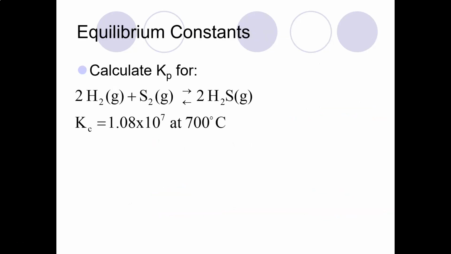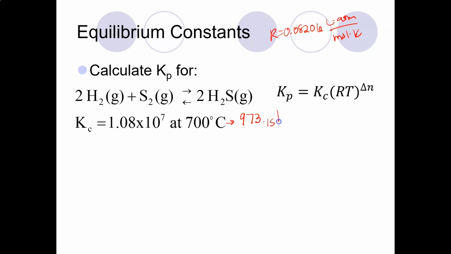So here's my reaction. We know the Kc, which is 1.08 times 10 to the 7th, and we're told the temperature is 700 degrees Celsius. From this information, we need to calculate the Kp value. Well, I know this is the equation I need to use. Kc is easy to plug in there. R is that 0.08206 liters atmospheres per mole Kelvin value. T is the temperature, and it needs to be in Kelvin, which means I do need to convert this to Kelvin by adding 273.15 to it. That's great. So I have an R and a T, and I have a Kc.